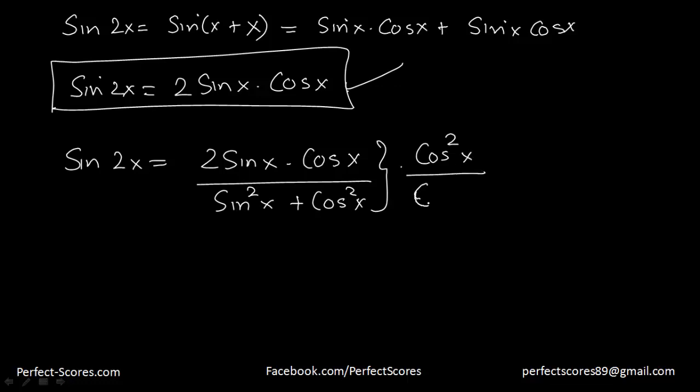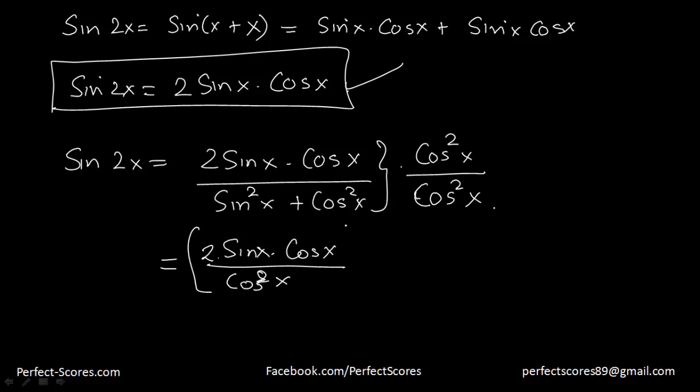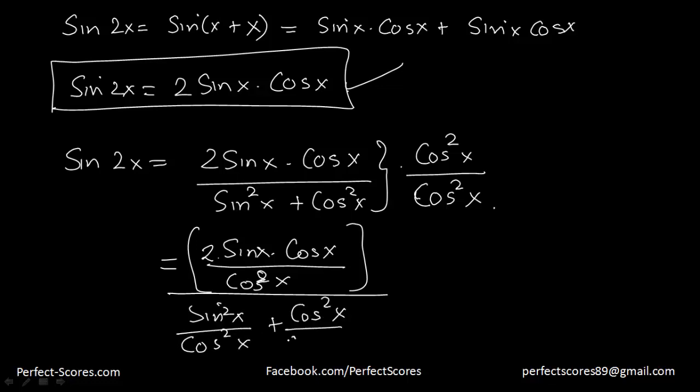You can multiply and divide the whole equation by cos square x. Now if you do that, this is going to be equal to 2 times sine x into cos x divided by cos square x. Let's just write like this. The whole thing divided by sine square x divided by cos square x plus cos square x divided by cos square x.